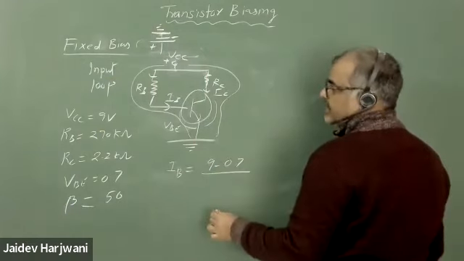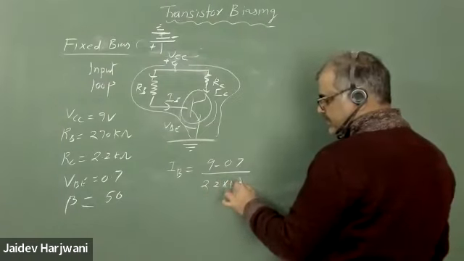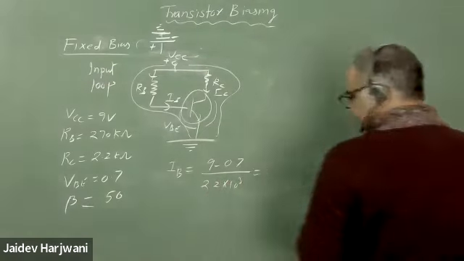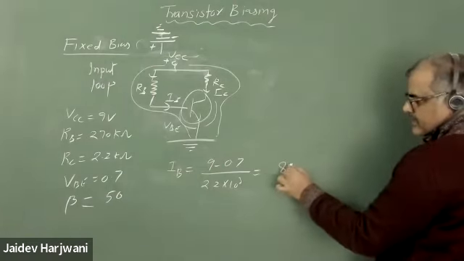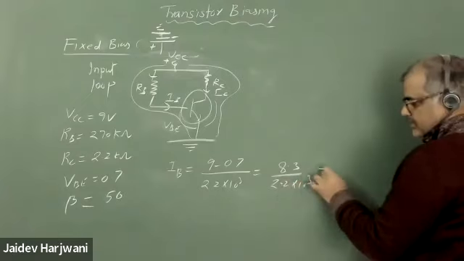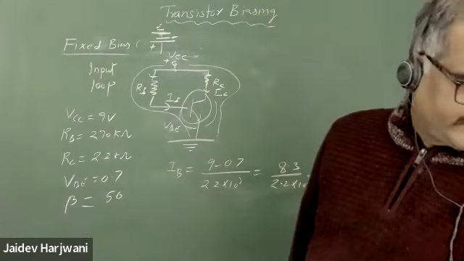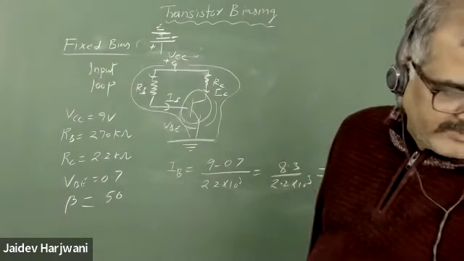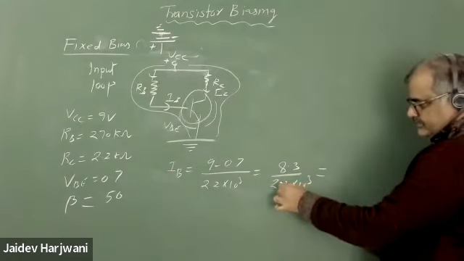VCC is 9, VBE is 0.7. RB is your 2.2 kilo ohm. This gives you 9.0 minus 0.7, 8.3 upon 2.2 into 10 raised to power 3. Okay, so that will give you the value 30 microampere. Okay, sir, 270 should be put for the value, right?